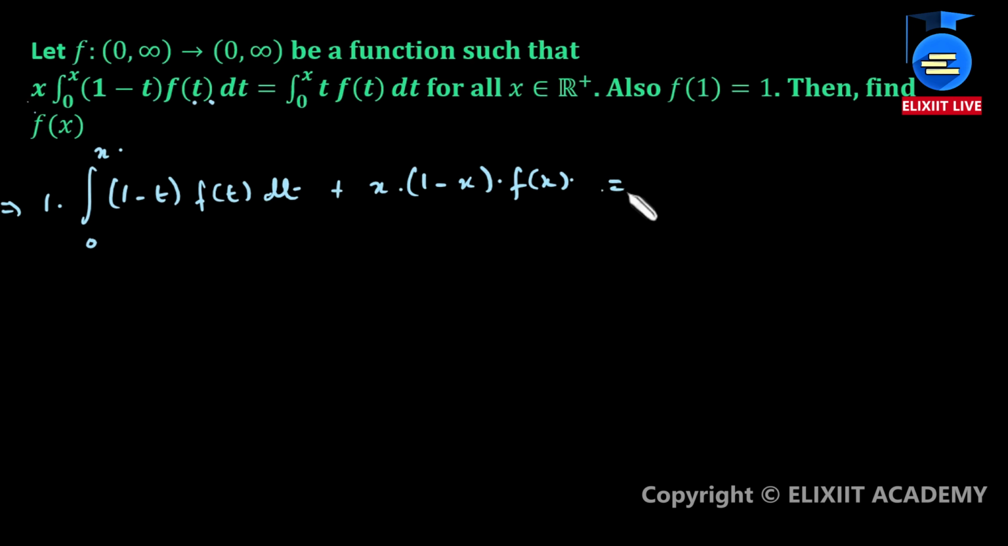So this is equal to integration of 0 to x t times f(t) dt. You differentiate this, what do I get? x times f of x directly. Simple integration. Now we are left with this thing.